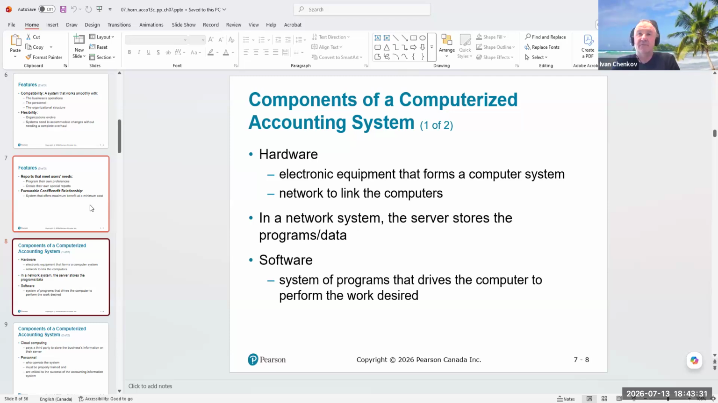become useful. So the hardware is the electronic equipment in the form of the computer system, network, link between the computers, or communication between the server, if you have a server, and the computer. The software is the system of different programs which provides the necessary functions which can perform the desired outcome.